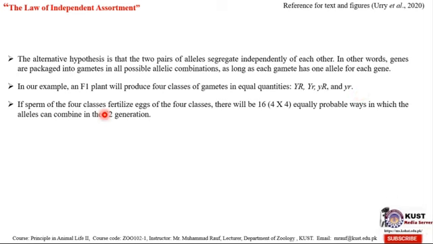If sperm of the 4 classes fertilize eggs of the 4 classes, there will be 16 equally probable ways in which the alleles can combine in the F2 generation. Now you can construct a Punnett square.